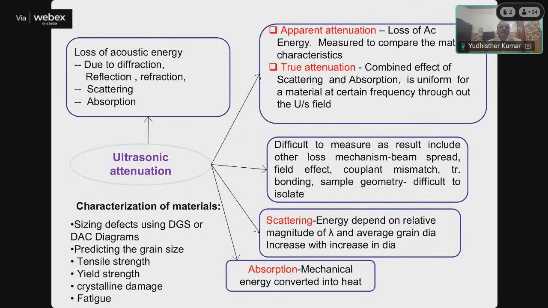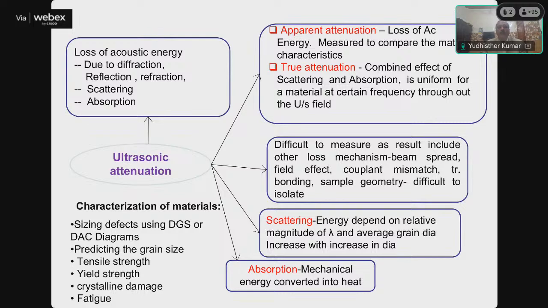Now, ultrasonic attenuation. As I said, 3 parameters basically are important. So ultrasonic attenuation, what actually is it? Loss of acoustic energy due to diffraction, reflection and refraction, loss of energy due to scattering and absorption. Ultrasonic attenuation can be further classified in two parts, apparent attenuation and true attenuation. Apparent attenuation is usually what we measure, that is the loss of acoustic energy, and it is measured to compare the material characteristics. True attenuation, whereas, is the combined effect of scattering and absorption.